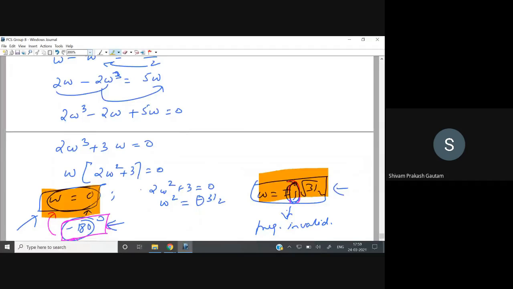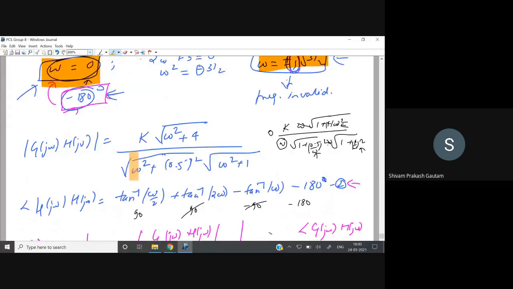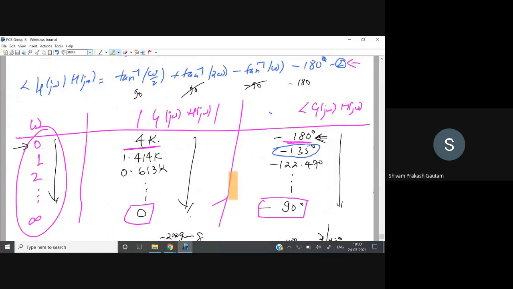So for this example, there is only one frequency for which your phase becomes minus 180 degree, that is omega equal to 0. Again, I have written magnitude and phase, and I have drawn the table for omega, magnitude and phase, and I have to vary omega from 0 to infinity. At omega equal to 0, our phase is minus 180 degree, and when you increase the value of omega, our phase keeps decreasing. Also, our magnitude is 4k at omega equal to 0, and it is 0 at omega equal to infinity. So how will your polar plot look?